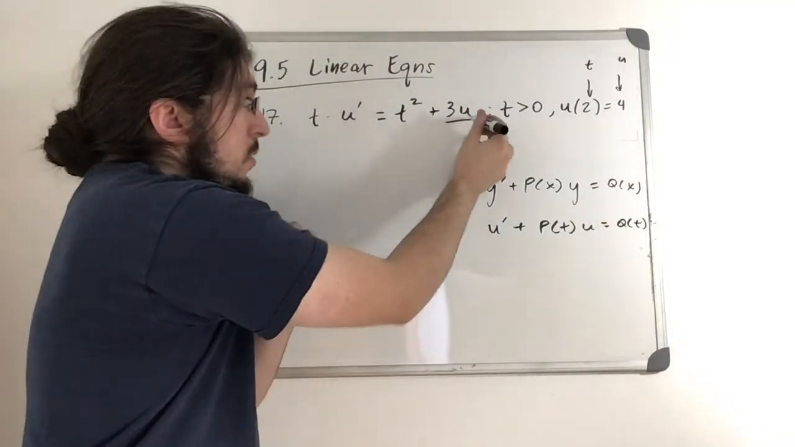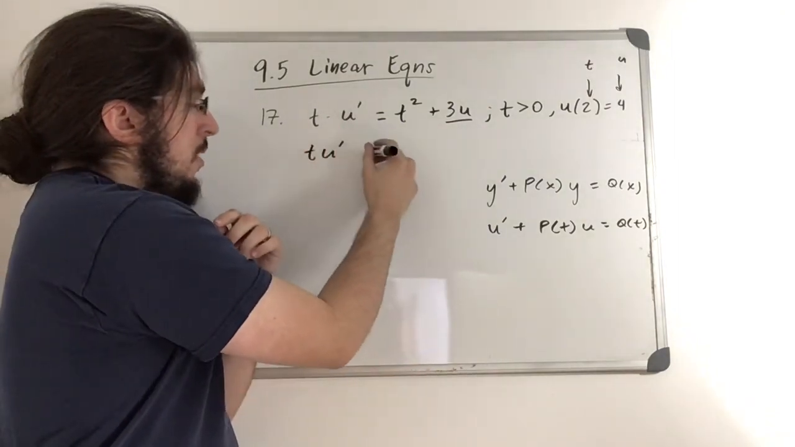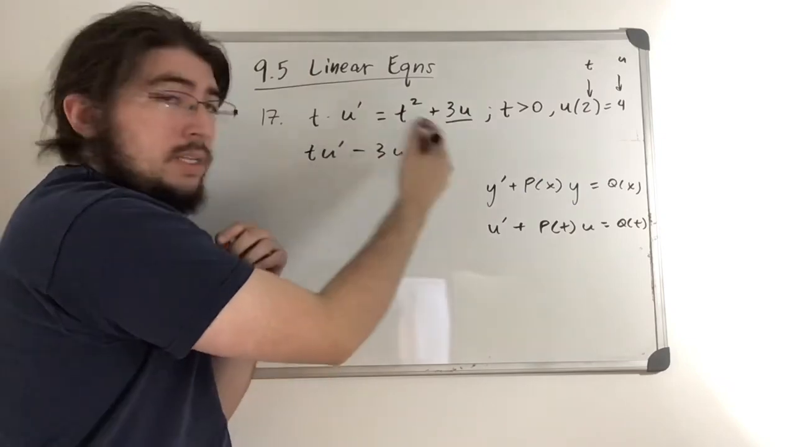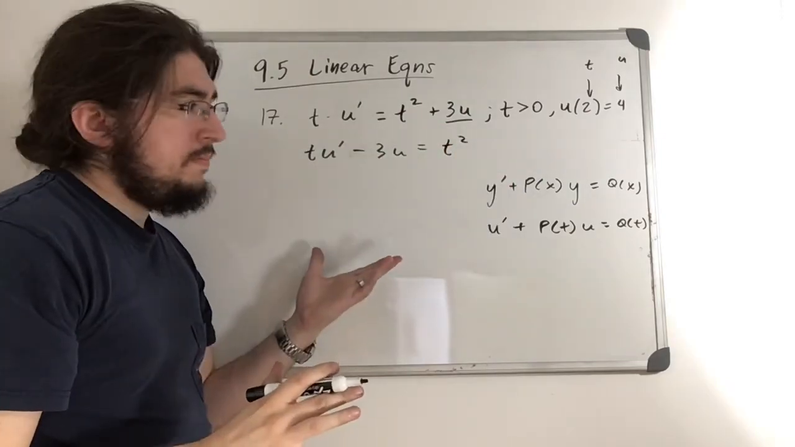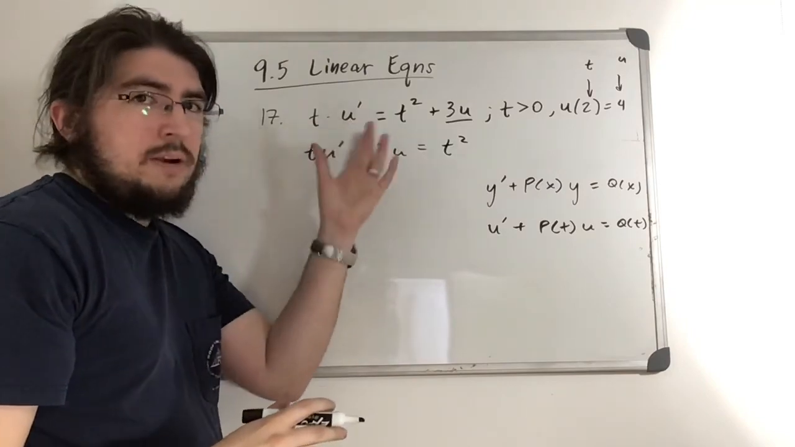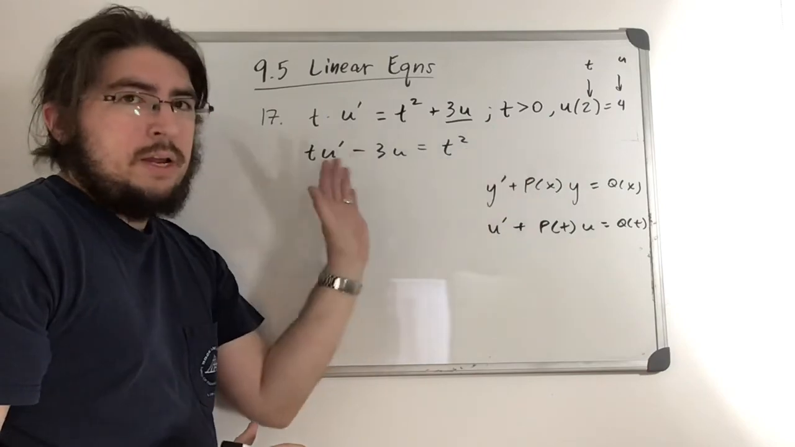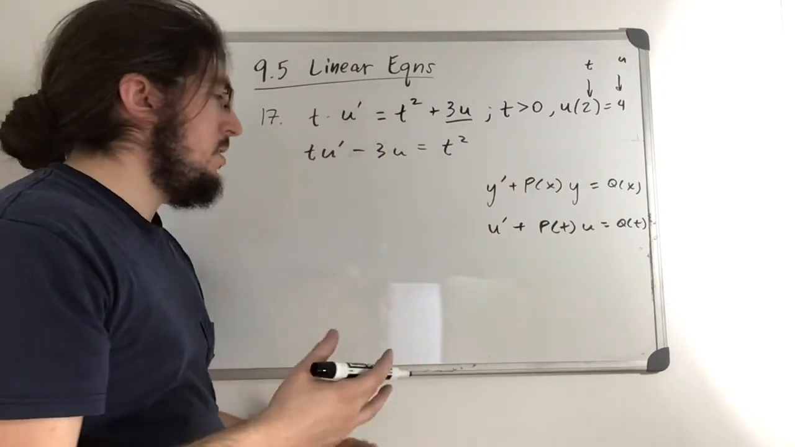So this 3u we need to bring to this side, so that we have t u prime plus 3u, well minus 3u because we're subtracting it to the left, is equal to t squared. So far so good. I know it looks funny because the letters aren't what we're used to, but if you make this translation and reason it out, you'll get this. It's just a little disorienting to look at because we're used to certain letters.